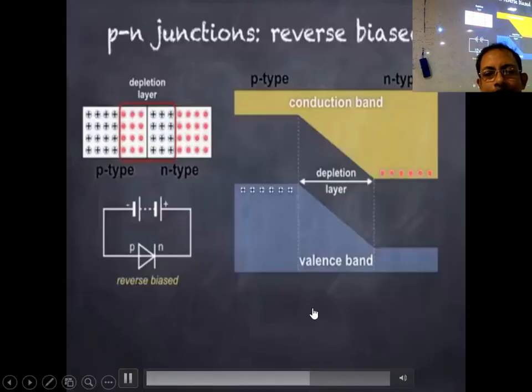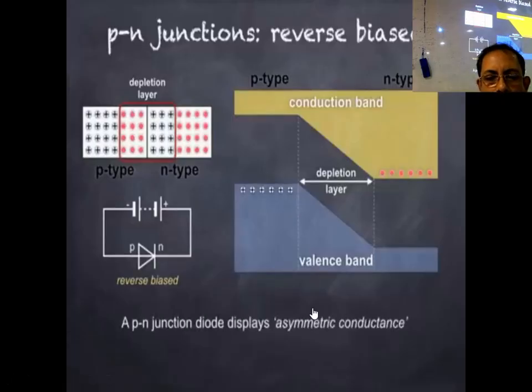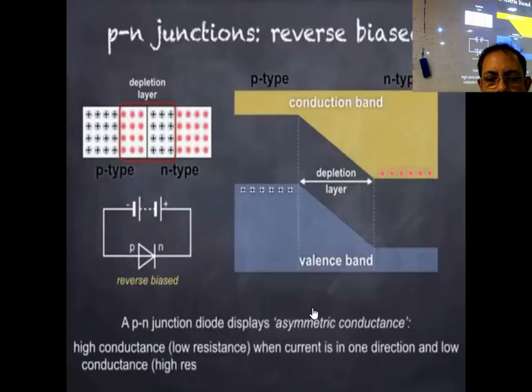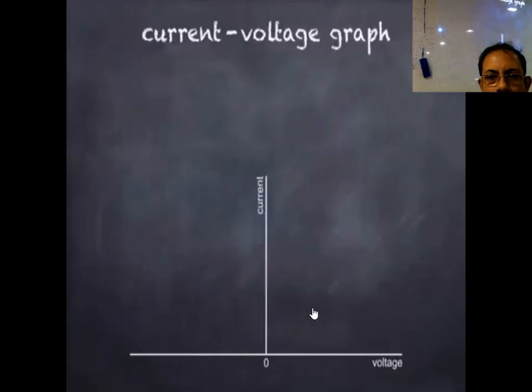Let's continue. The PN junction diode then displays asymmetric conductance. Don't worry, this isn't a term you have to learn. What it means though is that the PN junction diode has a high conductance when the current is in one direction, when forward biased, and an extremely low conductance when current is in the opposite direction, when reverse biased. This can be seen in the following graph of current against voltage.